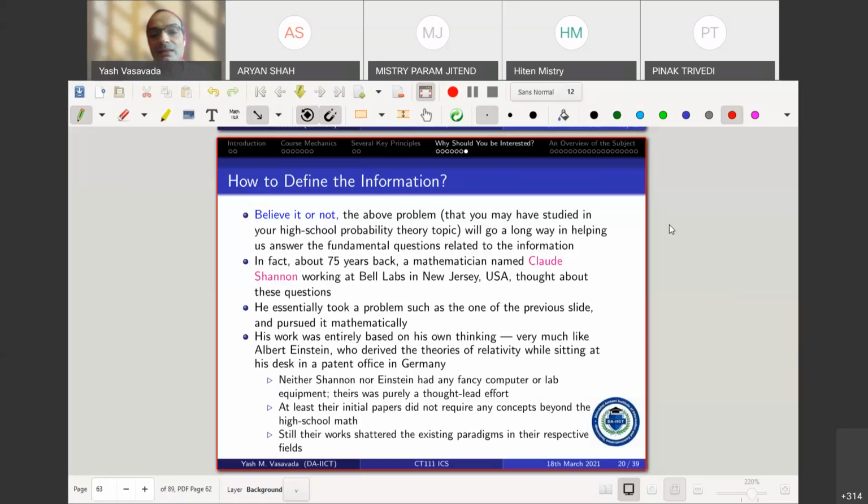And still, because they did their work so thoroughly and they went to the bottom of the questions that they were trying to answer, the output of their work ended up shattering the existing paradigm. They brought in a paradigm shift.